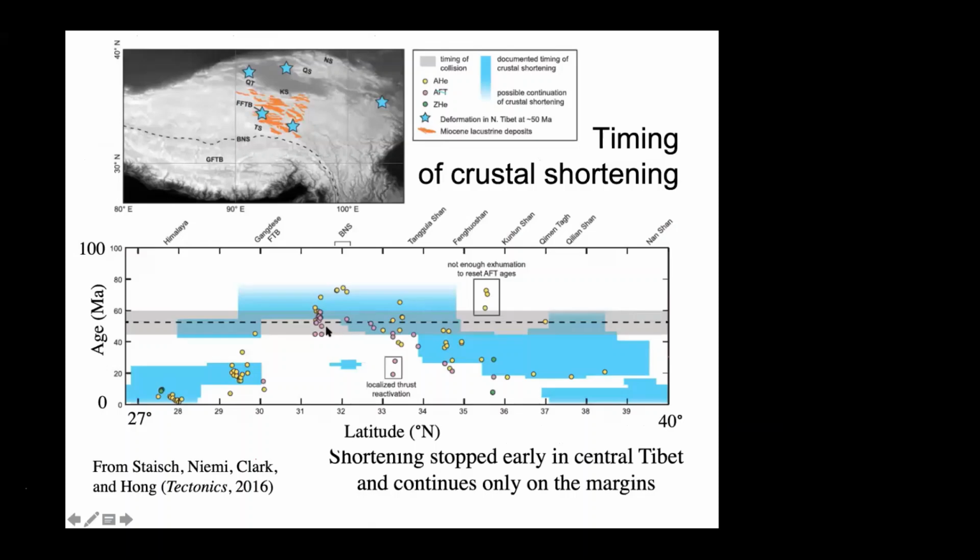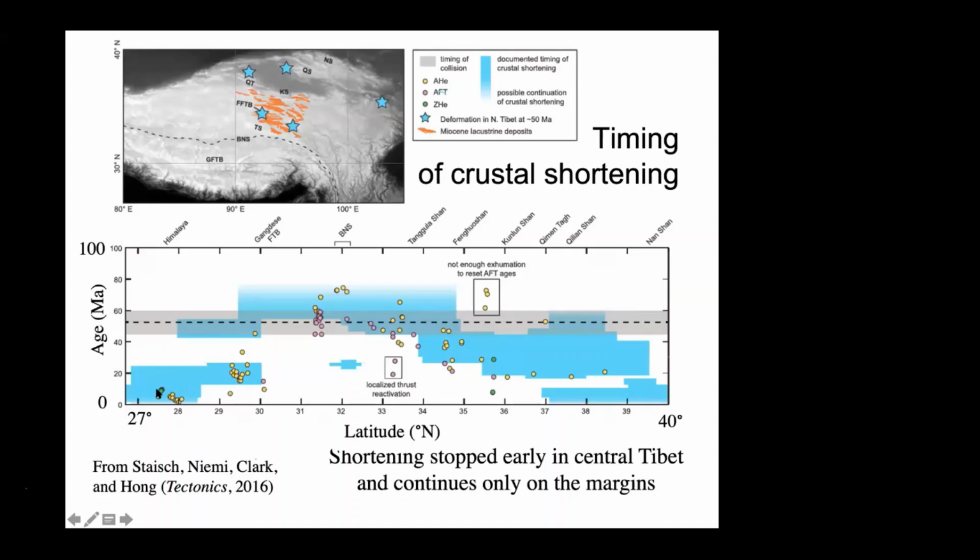And now a summary going back to Styron, Niemi, Clark, and Hung: a map of Tibet, a cross section starting at 27 south, someplace down here, going all the way to 40 north. 40 north would be way up here in the top of this picture. And these are ages on this axis, 100 million years, 80, 60, 40, 20. And when there was action, when there was activity, or more precisely, when there was thrust faulting.